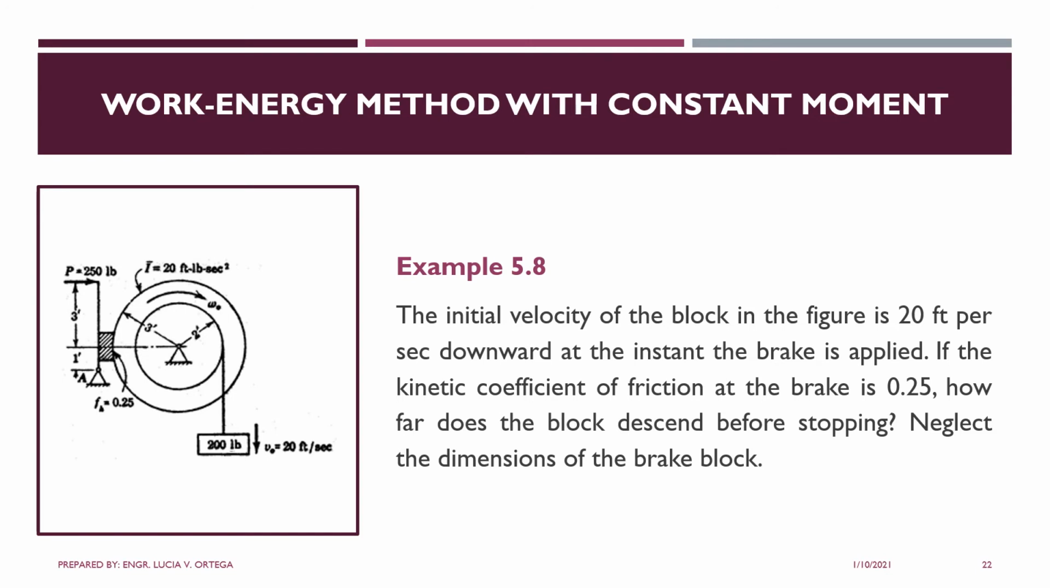pulley of 2 feet radius. And then there is the outer pulley here, 3 feet radius. The mass moment of inertia is given, 20 foot-pounds per second square. The coefficient of friction here is 0.25. And from the center of the block to the application of force P at 250 pounds is 3 feet. And up to the support hinge at A is 1 foot.